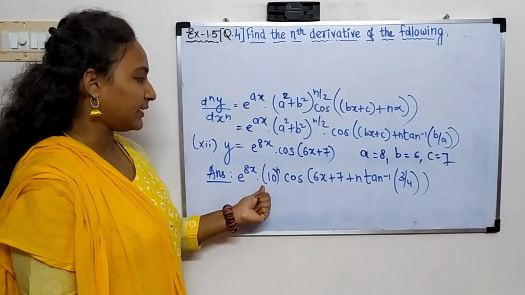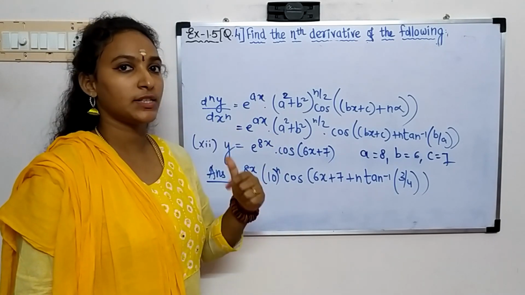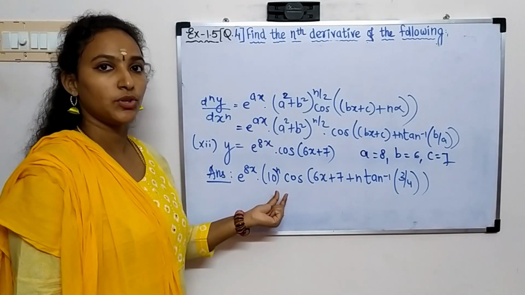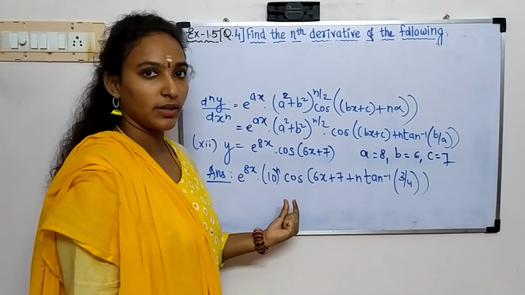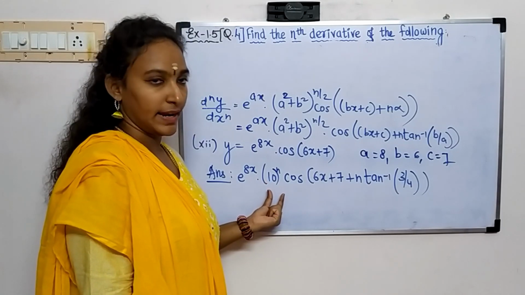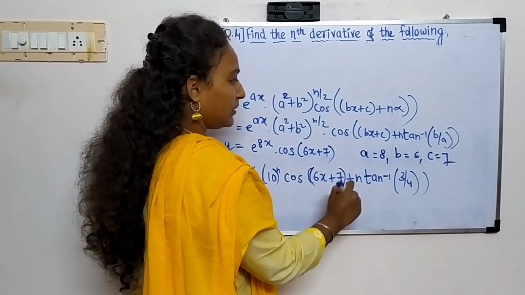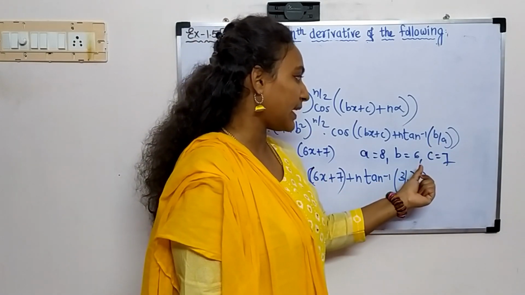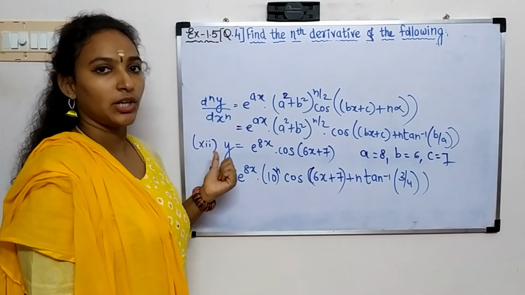See, e power 8x into 8 square plus 6 square, that is 8 square is 64, 6 square is 36. When we take square root of 64 plus 36, it will be 10. That is root of 100 is 10. That is 10 raised to n. And here n by 2 will not come because we have taken the square root of 100 as 10. And cos bx plus c, that is 6x plus 7, plus n tan inverse 3 by 4, that is b by a, 6 by 8 will be 3 by 4. So question number 12, you can solve it yourself.